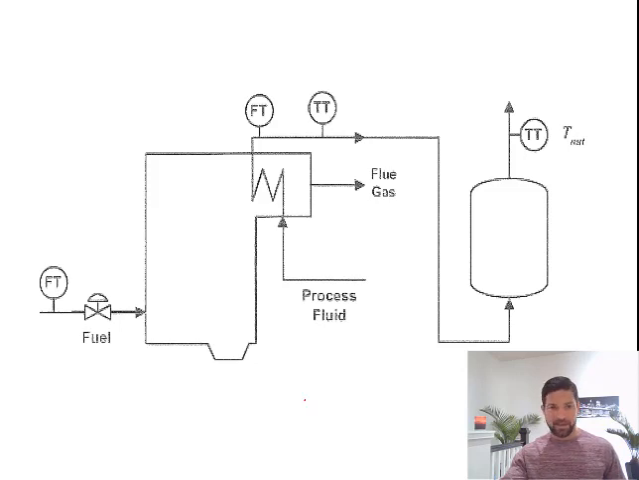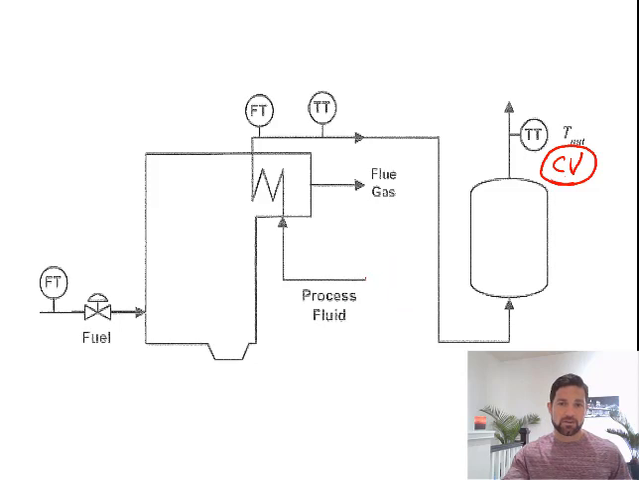Here's an example where we're preheating a process fluid. The process fluid is preheated, and it's going to enter a reactor, and the composition and the temperature coming out of the reactor can be correlated with each other. So we're going to measure the temperature of the product coming out of the reactor as our primary control objective. So this is our main CV, the temperature coming out of the reactor.